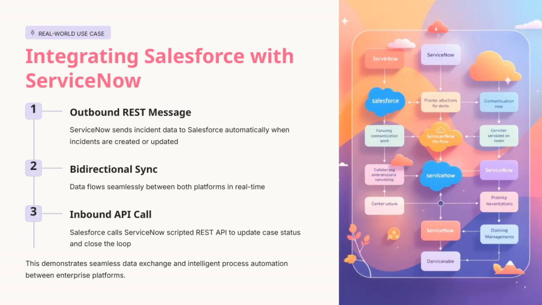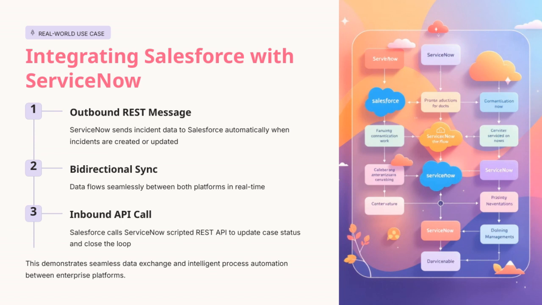This slide demonstrates how seamless data exchange and intelligent process automation work together between enterprise platforms. Here, Salesforce interacts with ServiceNow by calling its scripted REST API to update case statuses and close the loop automatically. You can see that inbound API calls enable real-time data flow between the two systems, ensuring that information is always current.